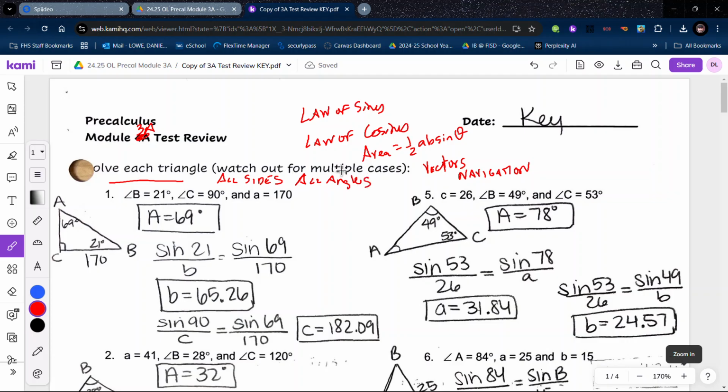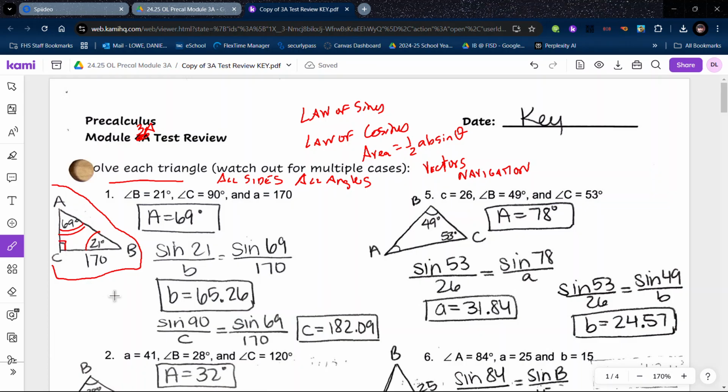What can help initially, if I'm given a triangle, is to draw our triangle. We see that we have an angle of 21 degrees, and a side opposite of 170, and we have an angle of 90 degrees. We can tell that the three angles in the triangle add up to 180 degrees, so we know angle A is 69 degrees, and we can set up our ratio to figure out the side length. If we're trying to find side length B, then B over the sine of 21 degrees is equal to 170 over the sine of 69 degrees. If we solve, we get our solution for B.